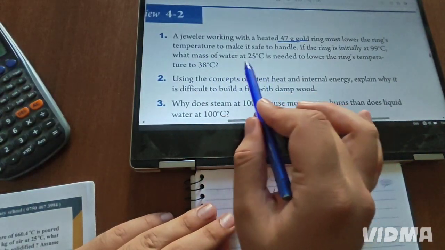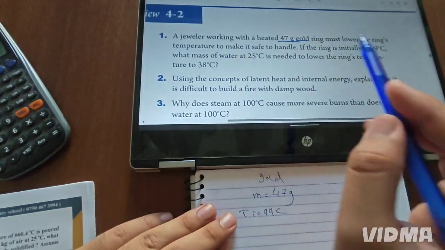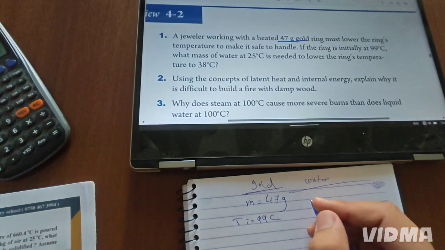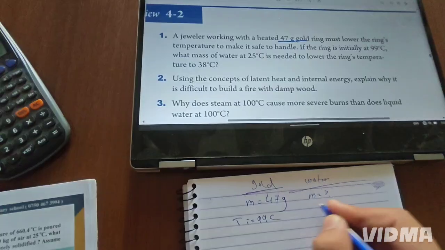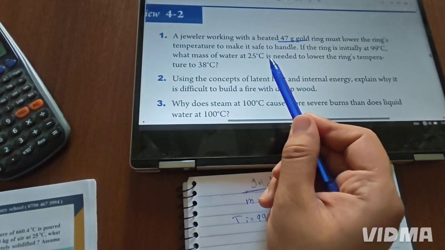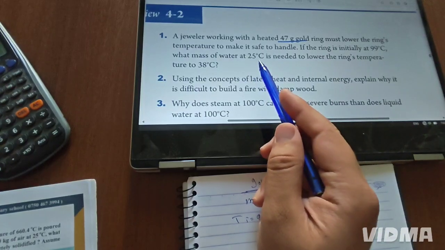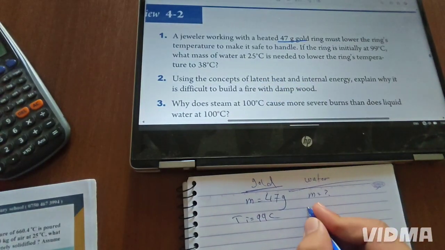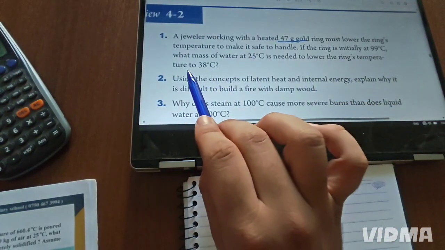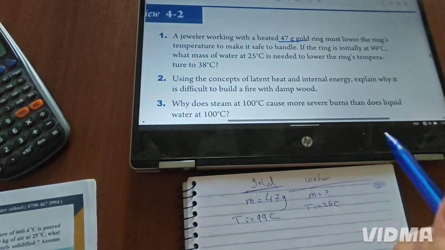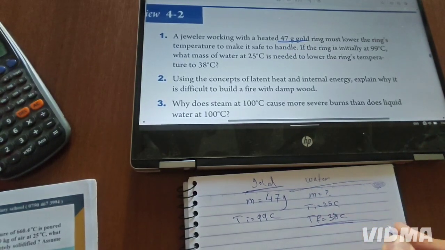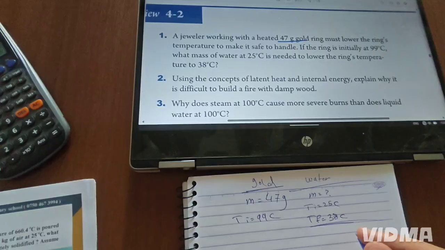And what mass of water? The second object that we have in here is water. But the question said to find the mass of the water in here. This is unknown. What mass of water at 25 Celsius? This becomes the initial temperature, of course. Ti 25 Celsius is needed to lower the ring's temperature to 38 Celsius. This becomes Tf, 38 Celsius.